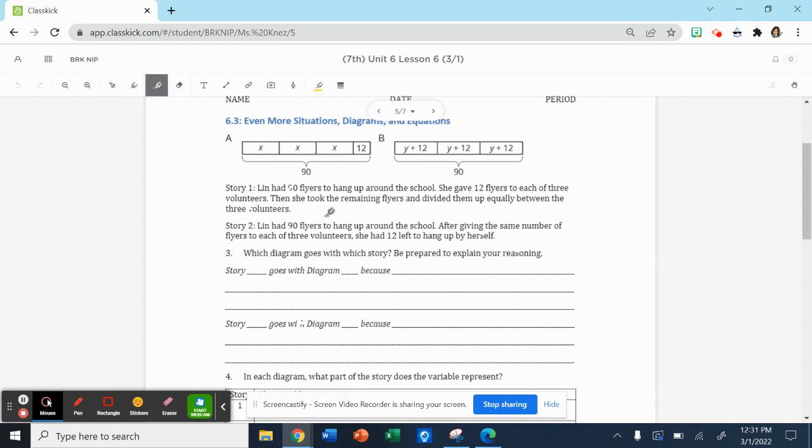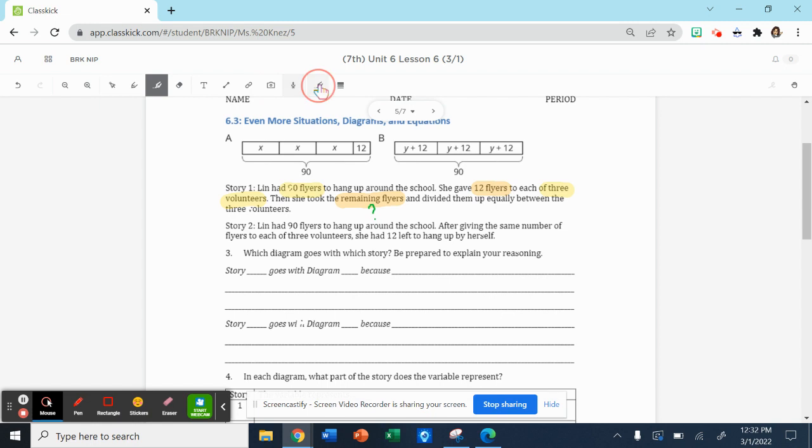In story 1, we know that Lynn is starting with 90 flyers to hang up. There's 3 volunteers that are going to help her. Lynn gives away 12 flyers to each of the volunteers. Then she takes the remaining flyers, we don't know how many, but some amount of remaining flyers, and she gives those to each of the 3 volunteers.